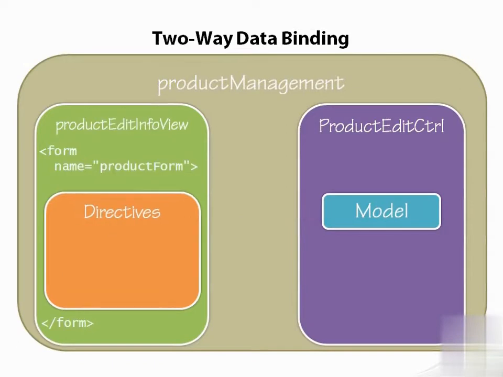In the product edit info view form, we need two-way binding. We need to obtain the value from the model when displaying the data for edit, and we need to update the model with any data entered or changed by the user. For two-way binding, we can use the ngModel directive. The ngModel directive provides two-way data binding by synchronizing the model to the view as well as the view to the model. Let's add ngModel to each of the data entry elements in the sample application.